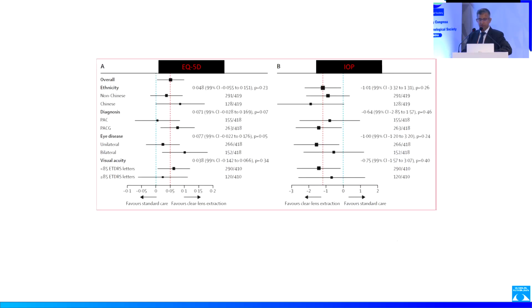And when you look at all these factors, I mean, these are basically the quality of life, and these are the intraocular pressure levels. The moment you subtype it, you actually find that none of them actually cross significance. Within the subgroups, there's nothing that crosses significance, and that's a concern for us because based on this, people are advocating a clear lens extraction.